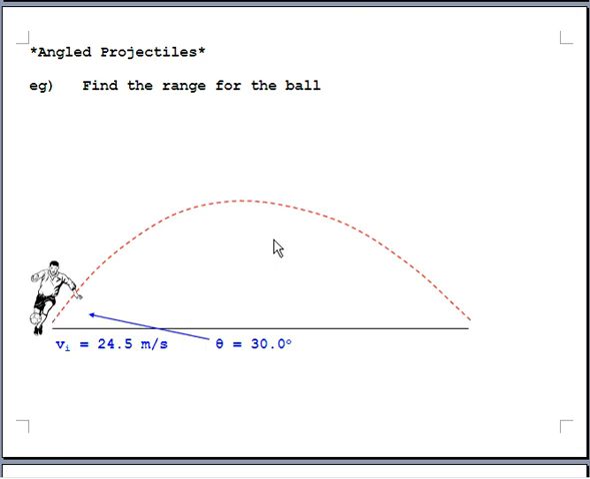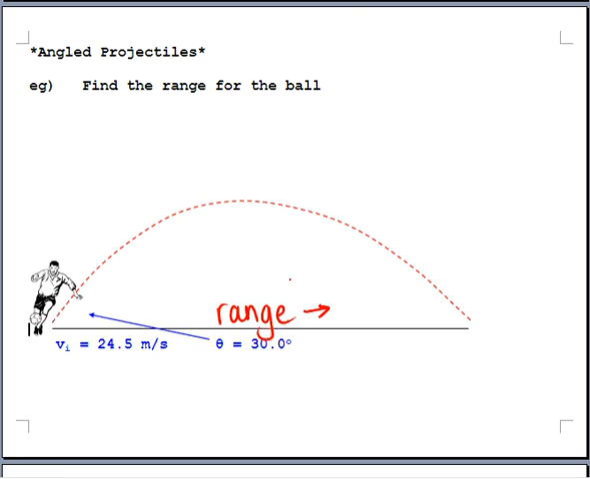So instead of an object only doing a half parabola shape, sort of rolling off of a cliff or a building, we are going to look at, like this example, somebody kicking a soccer ball, could be throwing a baseball, shooting a basketball, something like that. So here we can see we've got a soccer player kicking the ball with an initial velocity of 24.5 meters per second. But that initial velocity is at an angle of 30 degrees. We're asked to find the range of the ball. Remember, range in physics just means the horizontal distance that the object is going to travel.